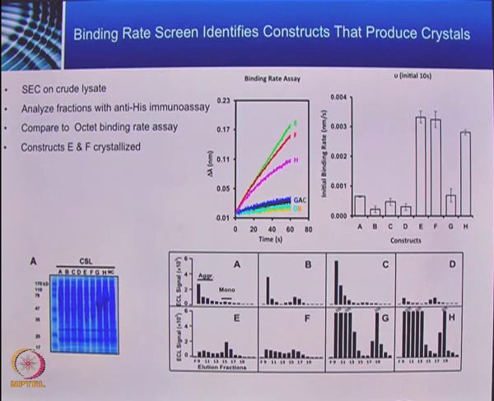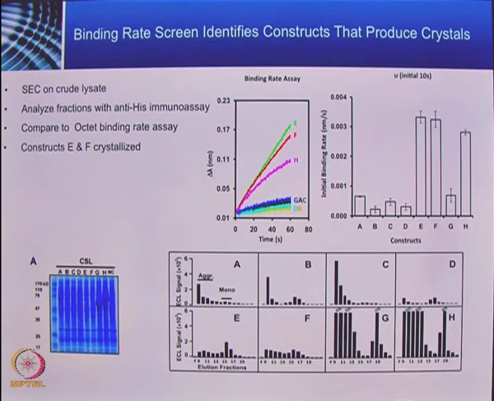So the researchers measured the initial binding rate of these constructs to the biosensor. And by calculating the initial binding rate, they can plot this data on this XY plot, as you can see on the upper right corner of the slide.